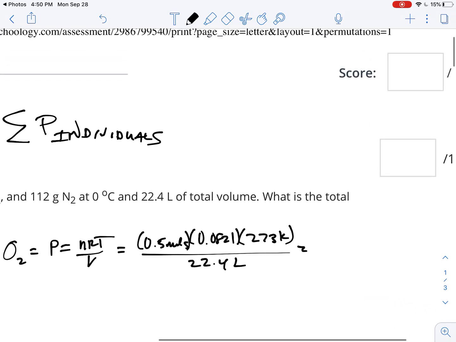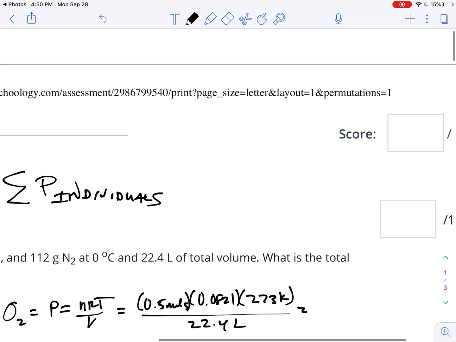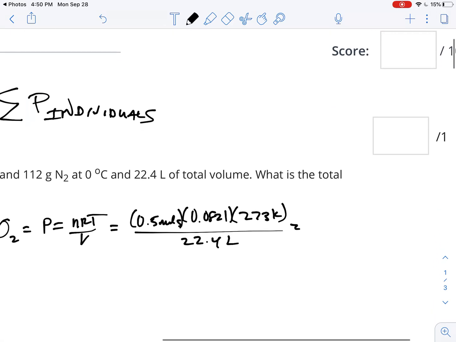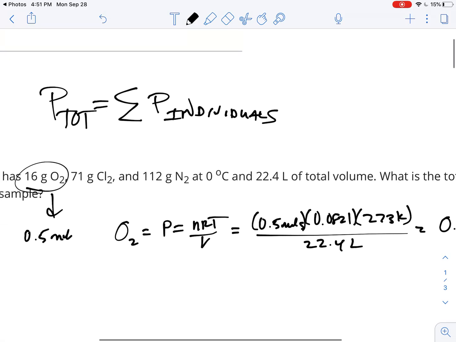So if you get out your calculator for this and start to do the math, you should notice something pretty obvious once we get done with the math. Half a mole at 0.0821 at 273 divided by 22.4 gets us a pressure of a half an atmosphere. Now wait a minute. Half a mole is half an atmosphere. Well, sure. Why? Check it out.